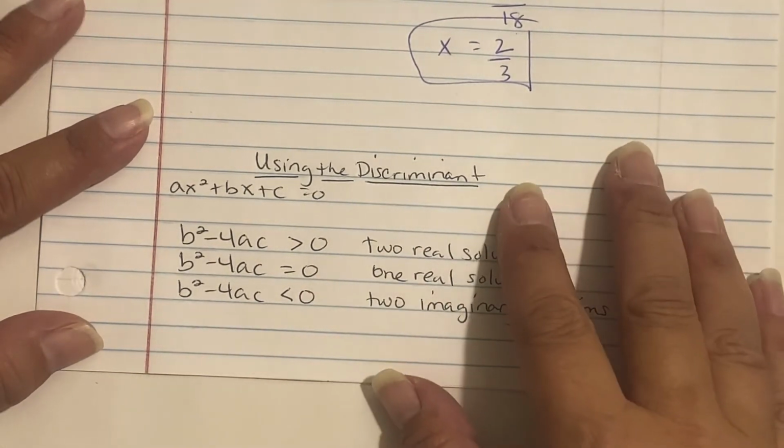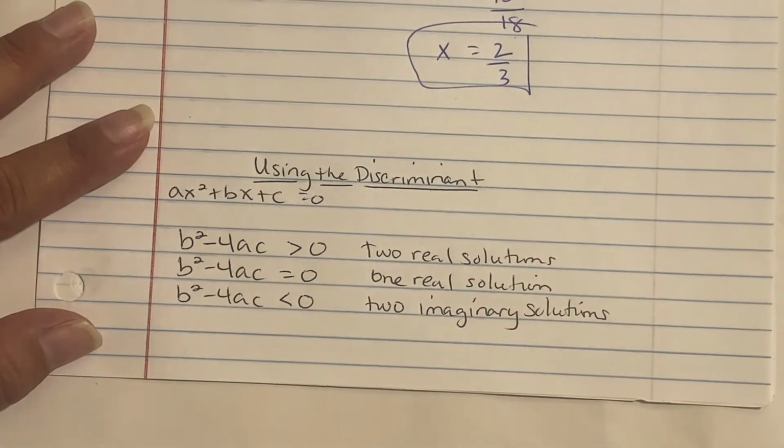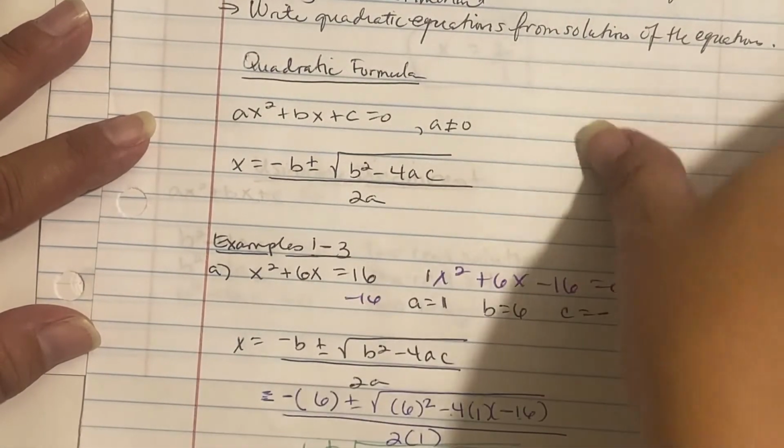So notice it says b squared minus 4ac. And if you refer back to the quadratic formula, b squared minus 4ac happens to be what's in the radical. So the inside is going to determine what type of answer we're going to have.